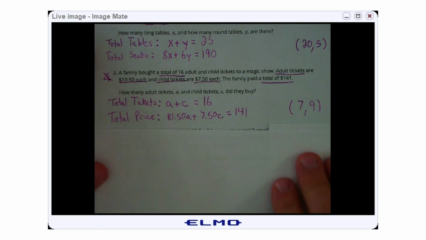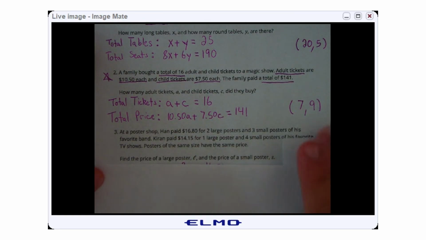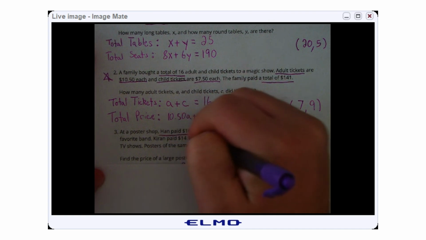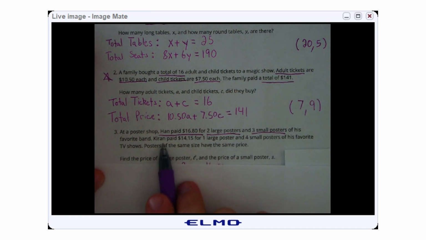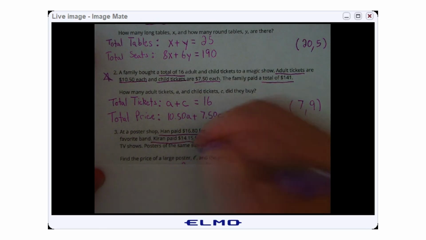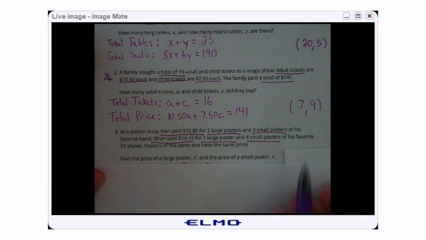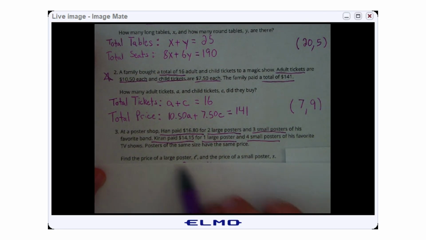All right, so the next situation we have, we can read all this. It says, at a poster shop, Han paid $16.80 for 2 large posters and 3 small posters. So that's kind of important. We're going to make an equation for Han. So 2 large posters and 3 small posters. And then Kieran paid $14.50 for 1 large poster and 4 small posters of his favorite TV shows. Posters of the same size have the same price. So it says find the price of a large poster, L, and the price of a small poster, S.